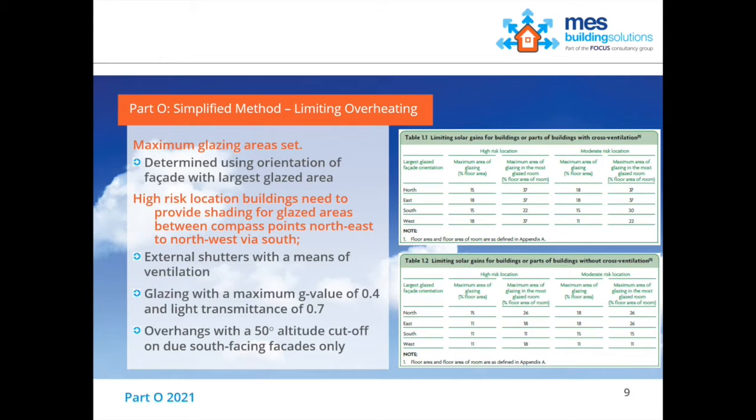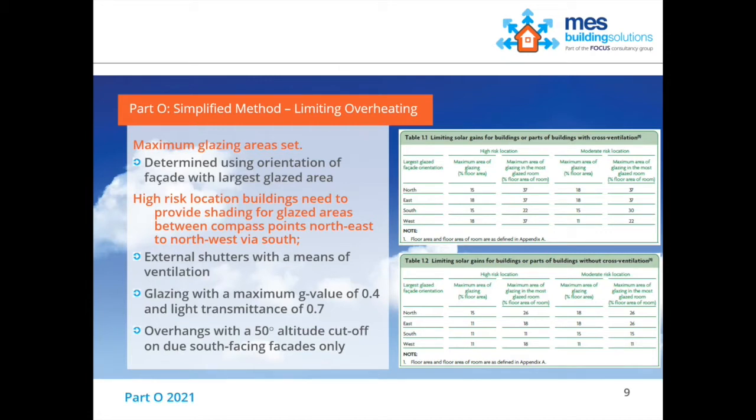Again, I think standard triple glazing with low-E coating comes in at about 0.5. So glazing with a maximum g-value of 0.4, we are looking at something that does have an additional solar film coating on the outside face. We're not going to achieve that with a standard window.